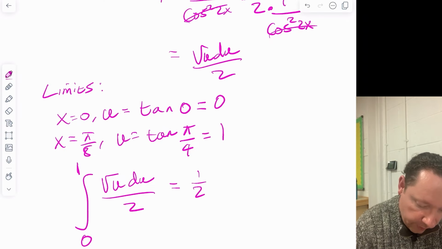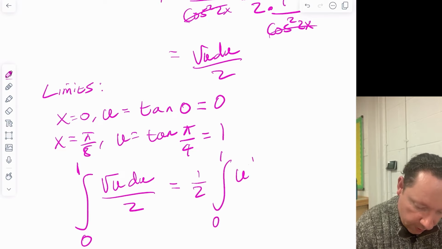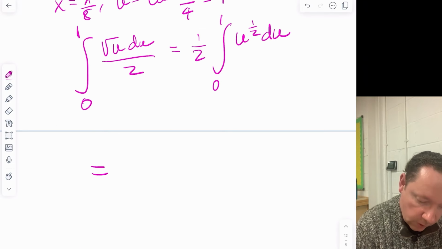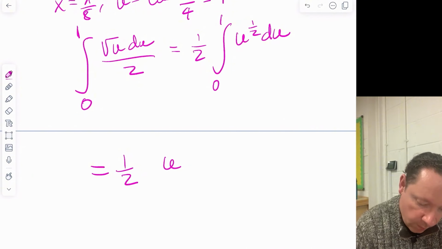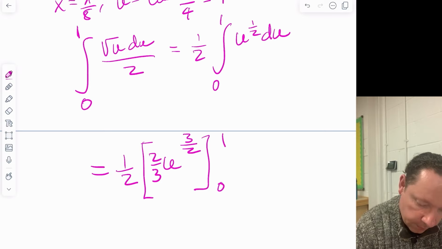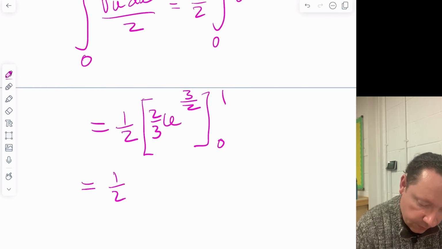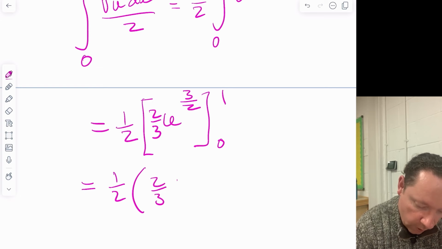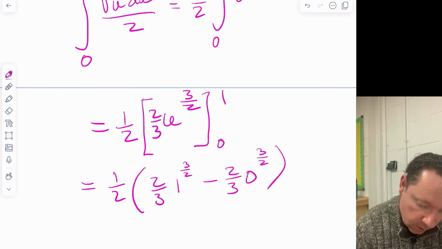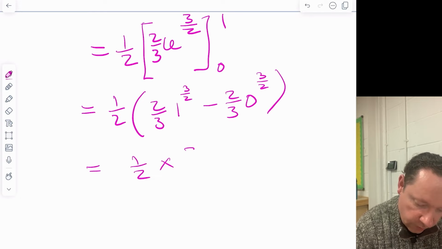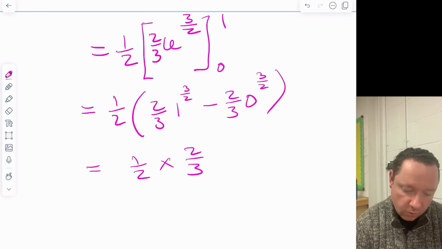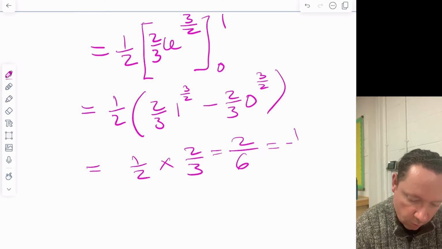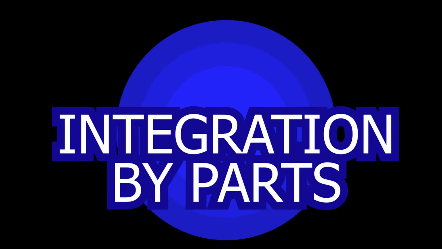So that's a half of the integral between 0 and 1 of u to the half du. So what does that give me? That gives me a half, add 1 to the power, divide by the new power, 3 halves becomes 2 thirds. And that's between 0 and 1. So subbing in our numbers, that's a half, 2 thirds times 1 to the 3 halves, minus 2 thirds times 0 to the 3 halves. That's just a half times 2 thirds then, because 1 to the power of anything's 1, and then I've got 0. That's just 2 over 6, which is 1 over 3. And we're done there.